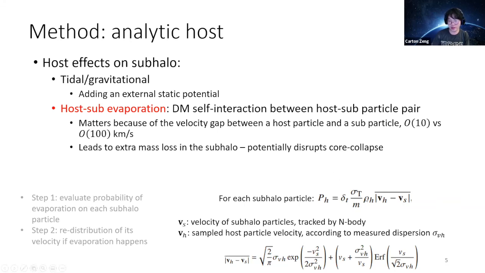So these are some details about how we implement this evaporation effect. I will not go into the details of it. First, we evaluate the probability of each subhalo particle, basically the probability that it will scatter off a host particle and have this evaporation event. This is just proportional to the local host particle density and the mean difference between the velocity dispersion of the host particle and this specific subhalo particle. And then we do the redistribution if it scatters off.